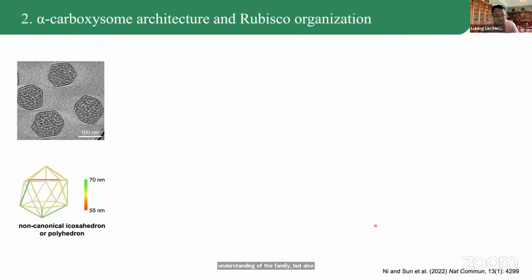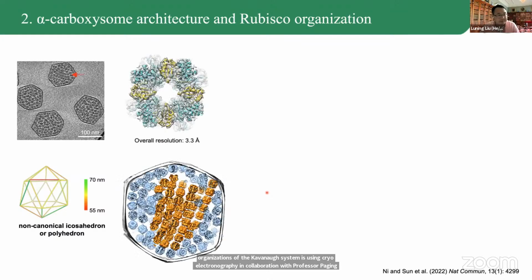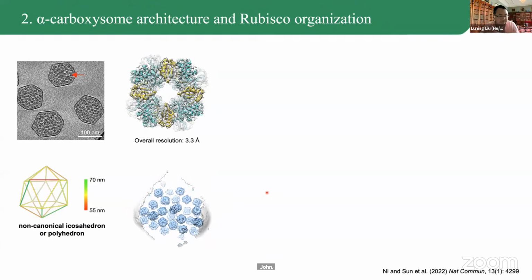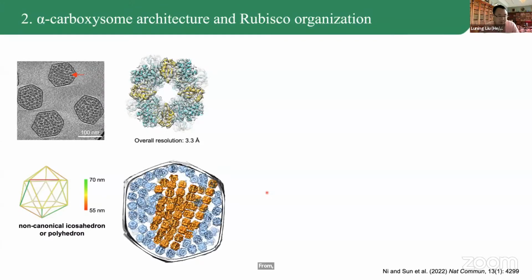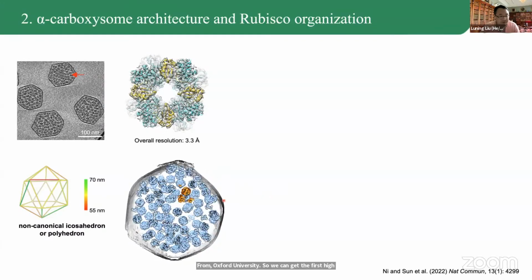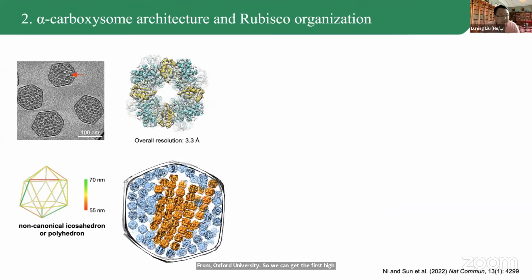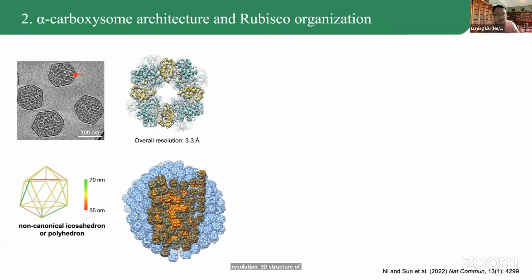protein abundance. So based on the purification, we also try to understand the overall 3D structure and the Rubisco organization of the carboxysomes using cryo-electron tomography, in collaboration with Professor Peijun Zhang from Oxford University. So we can get the first high-resolution 3D structure of the carboxysomes, including the Rubisco packaging inside. So you can see there are two colors.